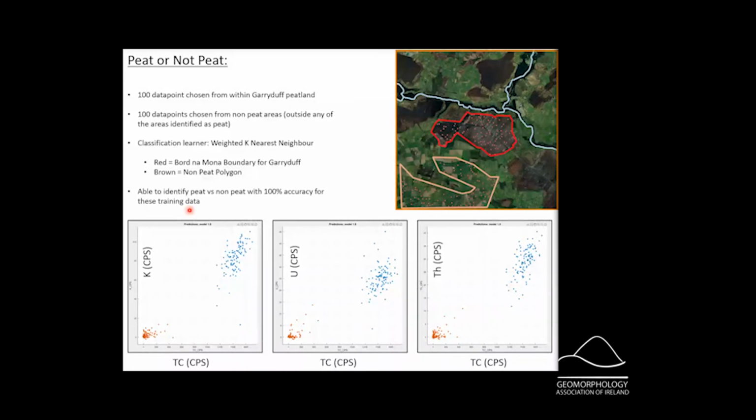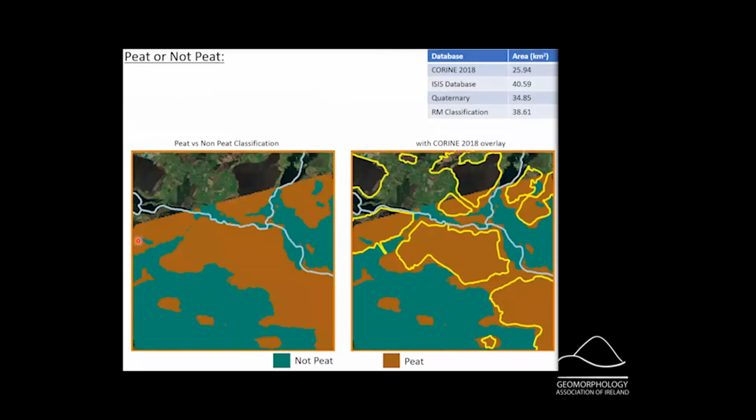So here the image on the left of the screen is that spatial map with the radiometric data broken into areas of peat in brown and not peat in green. The image on the right is the exact same, but with the Corine land cover database overlaying for comparison. And interestingly, there are several parts of the map, this part specifically, which have been highlighted, which were not marked as peat by any of the old legacy databases.